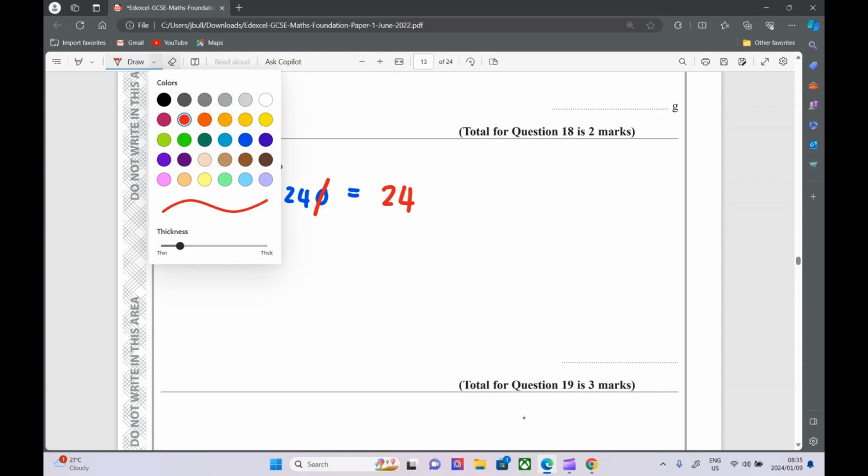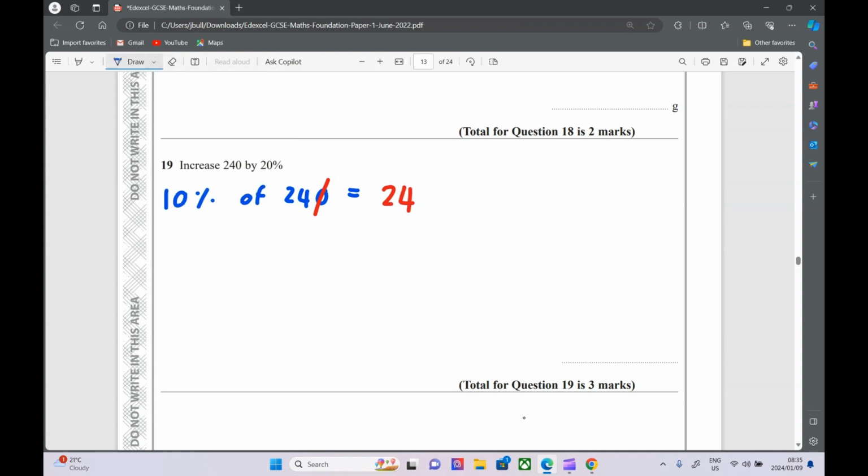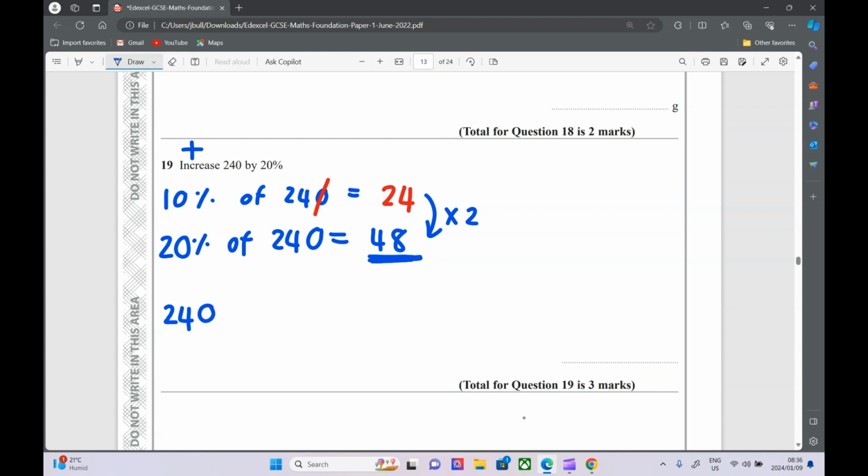The reason why I do this then is, if I want 20%, 20% is just double that. So 20% of 240, I don't actually have to work out. I can just say it is 2 times that, double that. Okay, so 2 times 24 gives us 48. So that is what we need to increase it by. So they say increase 240 by 20%. So we're going to increase it by that. Increase means add. So I'm going to say 240 add that 48.